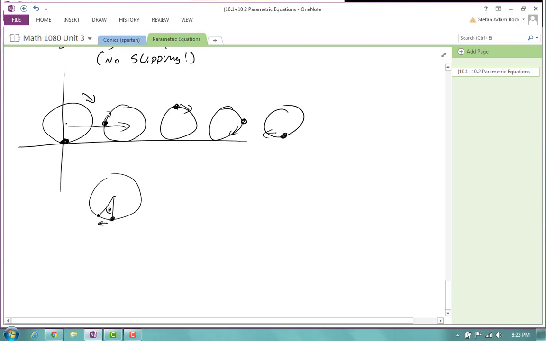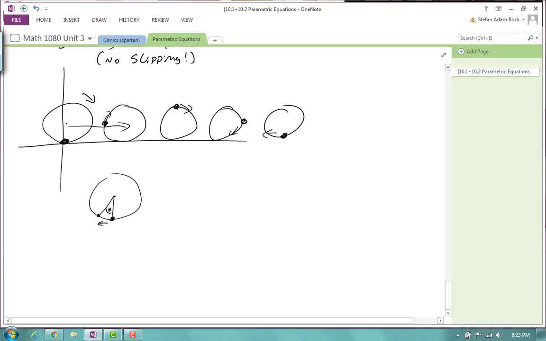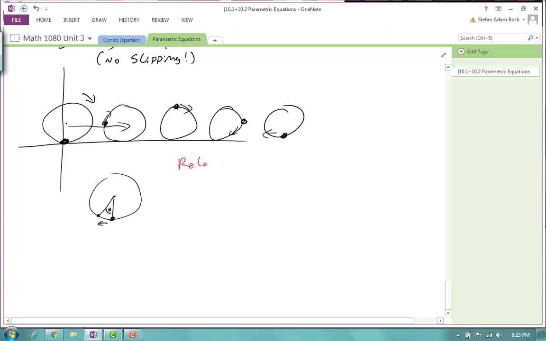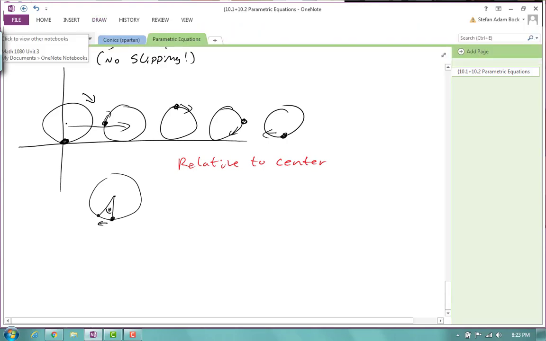So I'm going to set this up to describe it in terms of the angle by which it has moved. So the key here is I'm going to be talking relative to the center, relative to the center. This is my Earth is the center of the universe assumption. The spot follows some parametric equations.